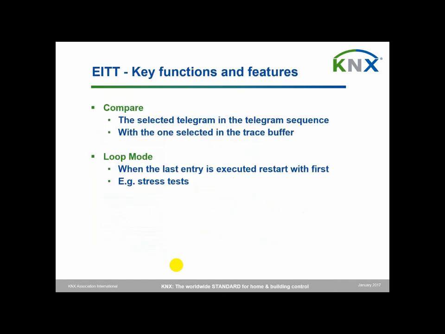And then, last slide already, the key functions and features of EITT. Obviously the compare function, because that is the entire point of EITT, more or less. That is to be able to select the telegram in the telegram sequence, and then to compare it with the one that corresponds, the corresponding telegram in the trace buffer. So what is simulated and what is real, and then compare both. That is of course the entire point. So EITT comes with all these compare features and functions in order to check or compare such telegrams.